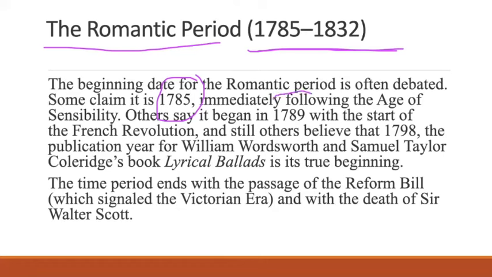Others say that no, it's 1789, because it was the beginning of the French Revolution, and the French Revolution also played a very important role in the development of Romantic poetry. And some say it's 1798, which is the publication date of Lyrical Ballads. It doesn't matter, but if you say 1785, you just give your logic, or if you say 1789, just tell the reason. So the Romantic period begins from 1785 or 89 or 98. I have given the reasons also. Now, this period ends with the passage of the Reform Bill in 1832. So the passage of the Reform Bill is also an important historical event.